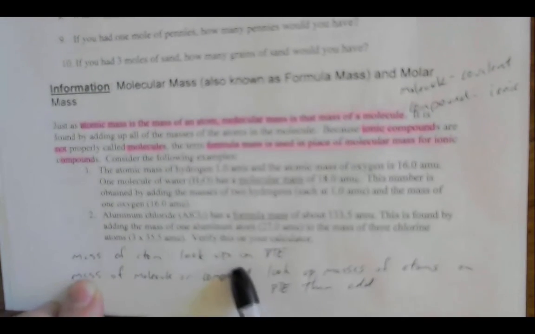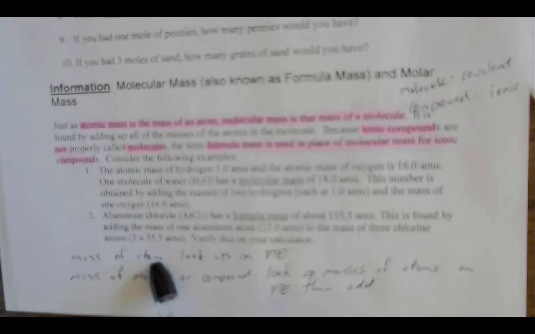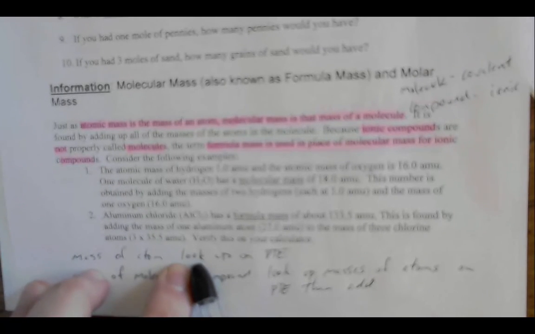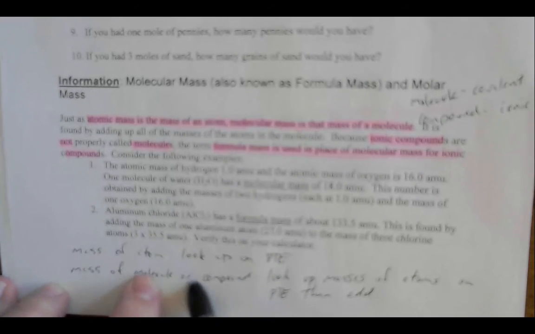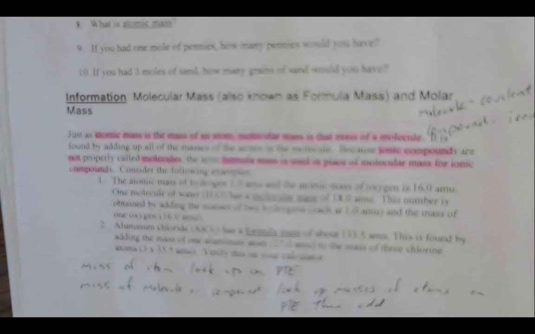One of the things I wrote down here to help us is if you are looking up the mass of an atom, remember atoms are just your elements, like carbon, oxygen, nitrogen, all you have to do is look up the mass on the periodic table. If you want to find the mass of a molecule or a compound, remember those are multiple atoms, so you would have to look up the mass on the periodic table and then just add. So remember, that's the difference between the masses of atoms and the masses of molecules and compounds.